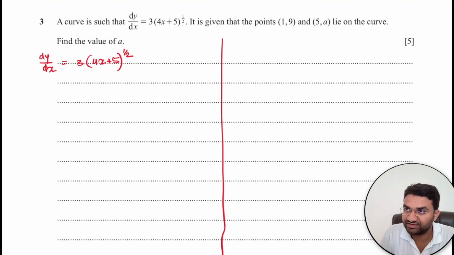We have to separate dy and dx, take the integration, find c and substitute in the equation, and then we have to find the value of a. So this is a 5-mark question. We have two parts. First, we have to find c, and then we use the same equation to find a.